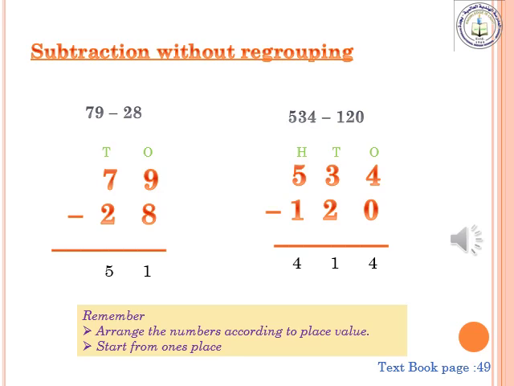Next, 10's place. In 10's place, 3 and 2. 3 minus 2. So keep 2 in your fingers and count backward of 3. 2, 1. So in 10's place you will get 1. Next, 100's place. In 100's place, 5 and 1. 5 minus 1 is 4. Answer is 414.